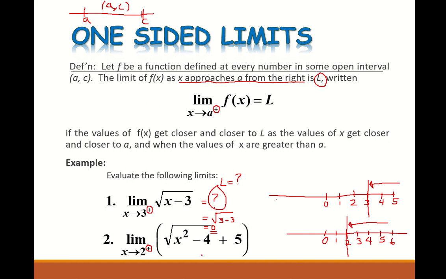Okay, so when you evaluate the limit, you just substitute. So when x equals 2, we have the square root of 2 squared minus 4, then plus 5.